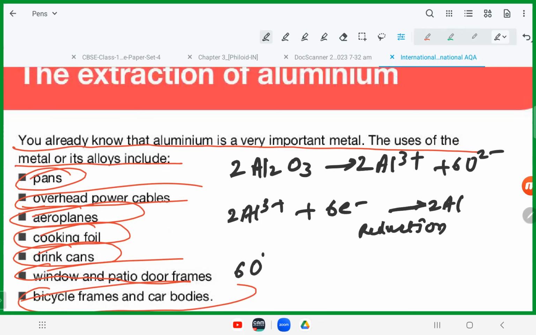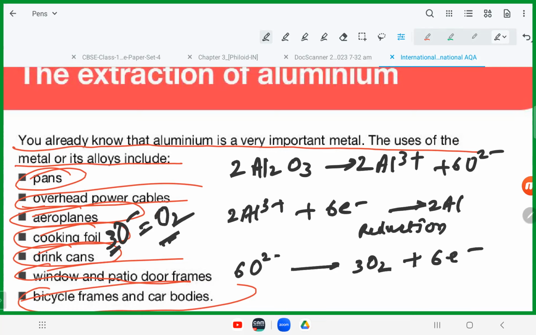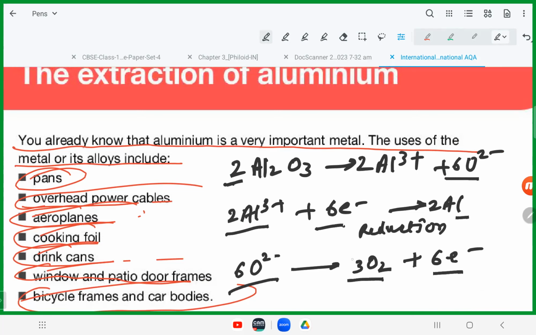For the oxygen side, 3 oxygen ions cannot be written as O2, because oxygen exists as molecules of two atoms. So I convert it into an even number by multiplying by 2, which gives 6 oxygen. So 2Al3+ gains 6 electrons, and 6O2- gives 3O2 and 12 electrons. So this is the answer.